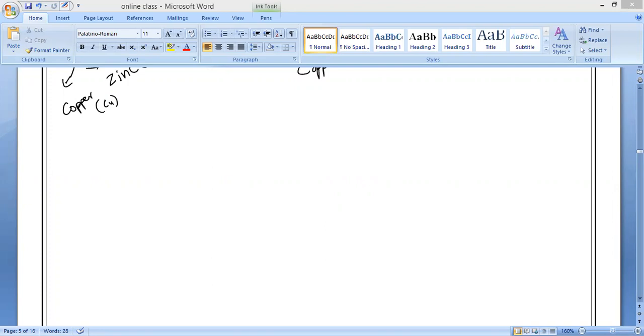Those mixtures which are not uniformly distributed, do not have uniform composition, and have visible boundaries of separation between the various constituents are called heterogeneous mixtures.